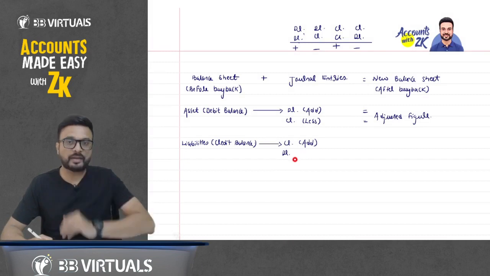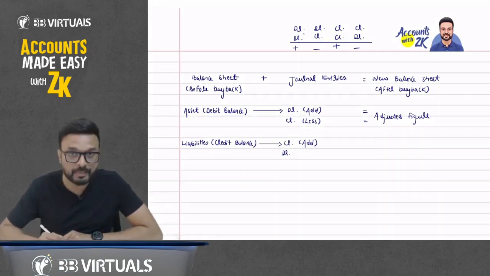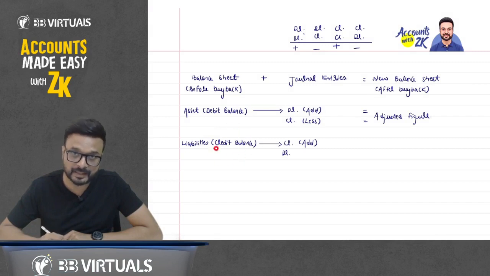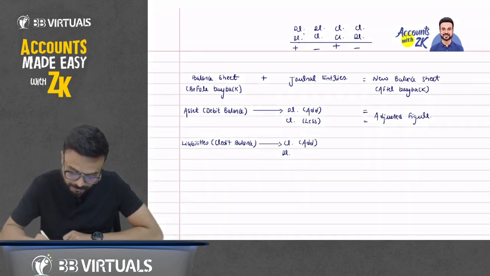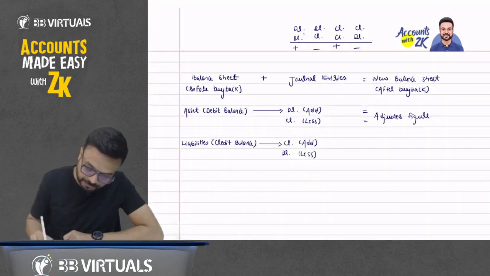if to that liability account you have debited, what will we do? If you have debited that liability account, what happened? A liability has a credit balance, and you have debited here. Credit, debit. What will we do? Minus. So here we will less it. And whatever figure comes, we will write it down.